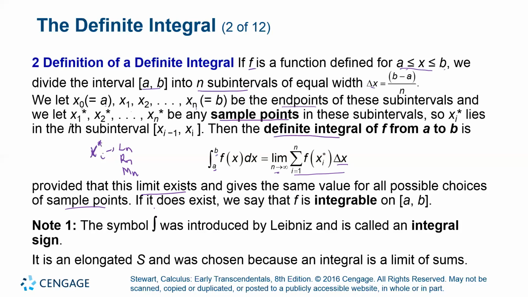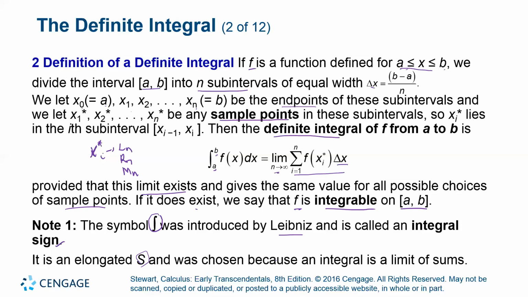Okay, now if this does exist, then we say that f is integrable on the interval a and b. There are about 5 notes or remarks that we want to make. The symbol is introduced by Leibniz and is called the integral sign. It is an elongated S, if you want to call it. If you stretch the S, you get that symbol.